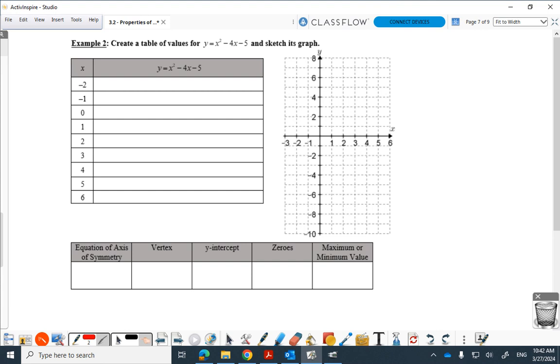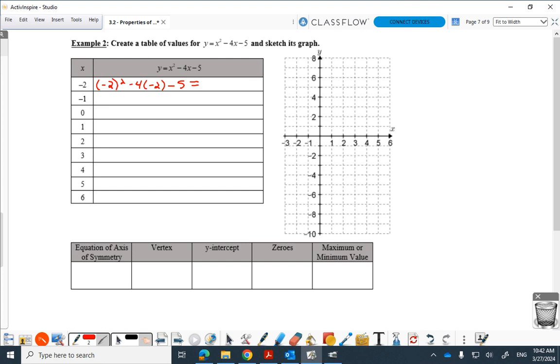So it's -2 squared minus 4 times negative 2 minus 5. And we're going to rely on our calculator. So get your calculator out and make sure you're good at typing these in. Because if we're going to rely on our calculator, we better know what we're doing with ours. So get yours out and type that in and see if you get the same answer as me.